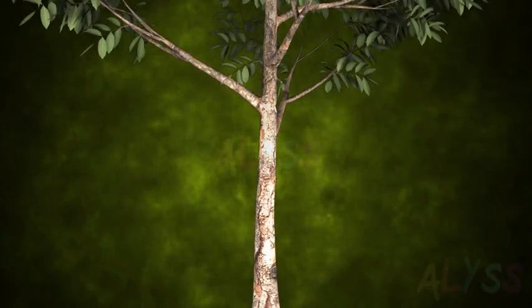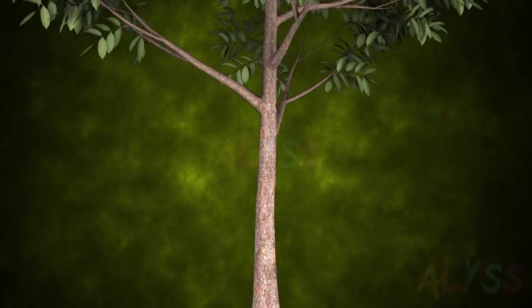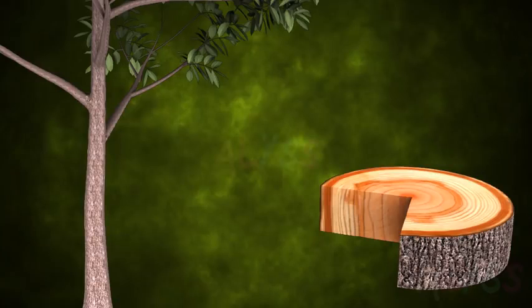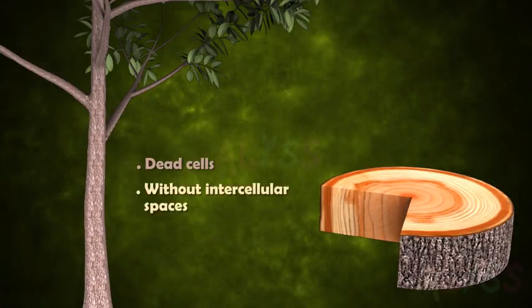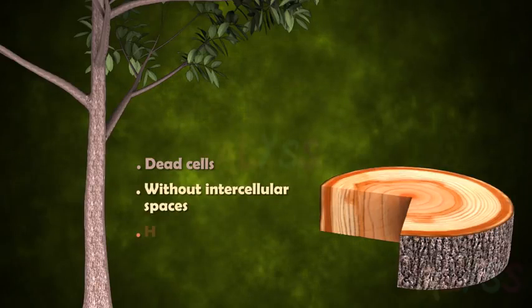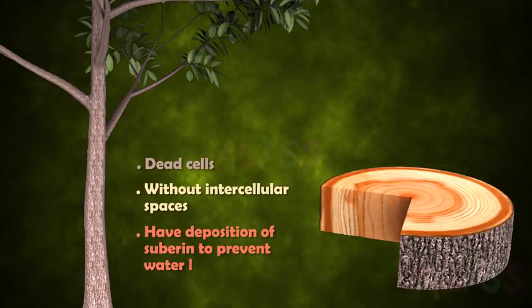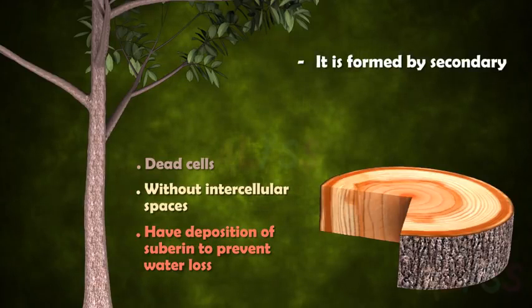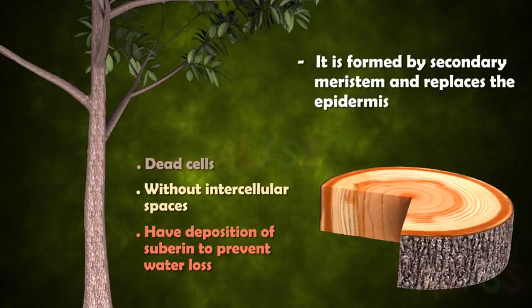In trees, as the stem grows older, the outer layer becomes compressed and dead. It forms the cork or bark of a tree. This is made up of dead cells without intercellular spaces and has deposition of suberin to prevent water loss. It is formed by secondary meristem and replaces the epidermis.